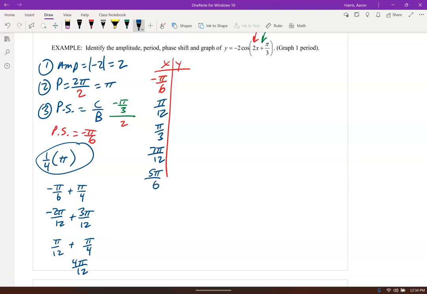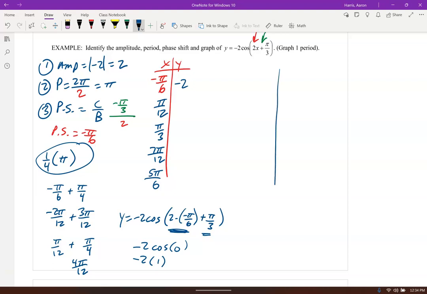Okay, and then we'll throw those in one by one. Let's throw in the first one. We got 2 times negative pi 6. That's negative pi thirds. Plus pi thirds is 0. And we know the cosine of 0 is 1. So we got negative 2 times 1 is negative 2. Let's draw this thing. Negative pi 6 gives us a value of negative 2. There's our starting point on the cosine. I plug pi 12ths in, you're going to get 0. Plug the pi thirds in, you're going to get 2.